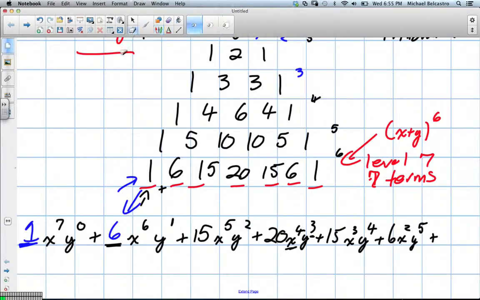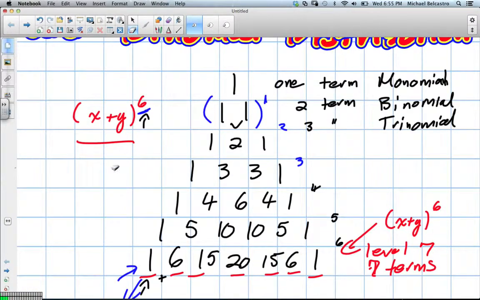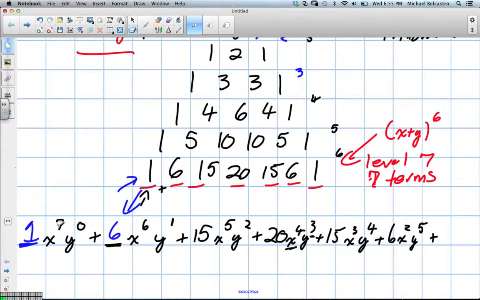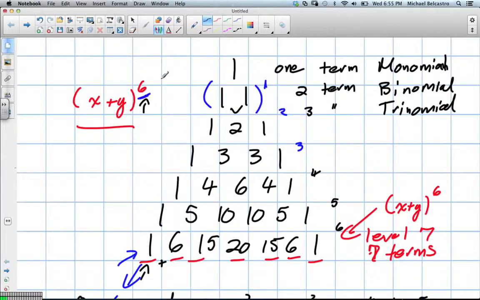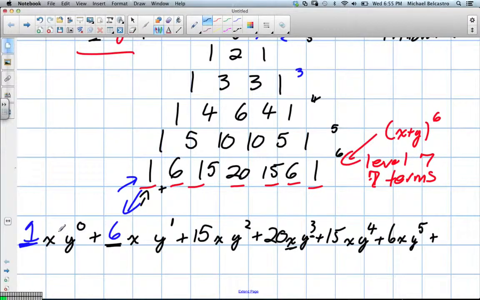Oh, I apologize. We did make an error. What was the highest exponent here? 6. So should our first one have been to the power of 7? No. There should have only been 7 terms. Now we've counted the y's properly, but we haven't counted the x's properly. Because it's to the power of 6, x can only be multiplied by itself 6 times. So this would be x to the 6, 5, 4, 3, 2, 1.